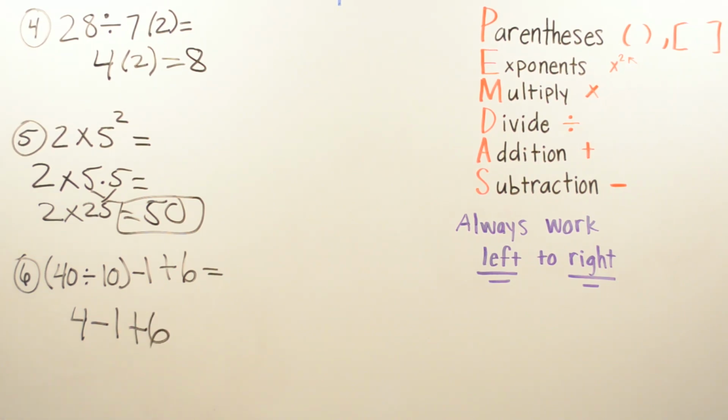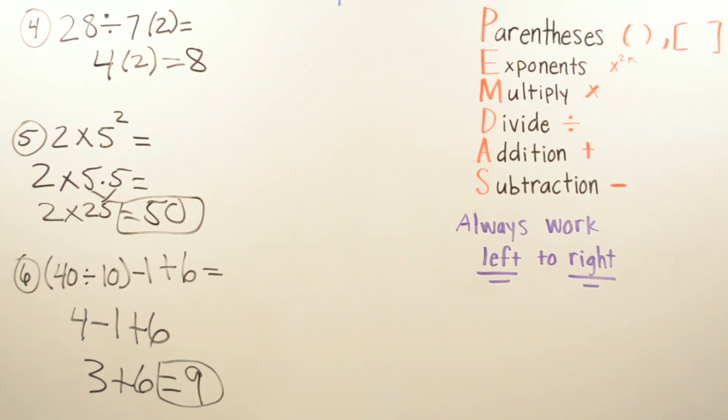And once again, we look at whether it's addition or subtraction. But in this case, remember, we're working from left to right. So we're going to do the subtraction first. So we do 4 minus 1 is 3. Bring down the plus 6. So 3 plus 6 equals 9. So our answer for number 6 is going to be 9.